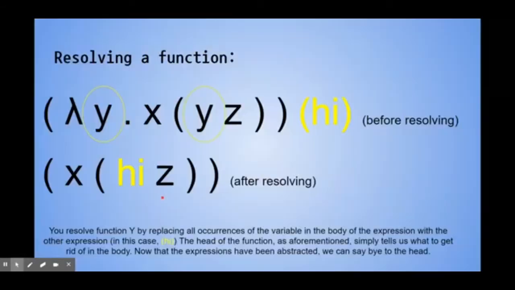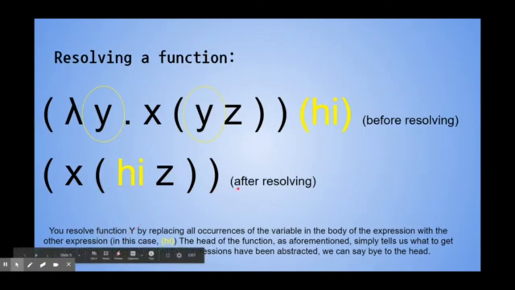Now for the fun stuff. So, resolving a function. This is our function here, and this is a separate function called hi. Before resolving, it looks like this, but after resolving, it looks like this. Here's why. You resolve the function by replacing all occurrences of the variable in the body of the expression, which is this, with the other expression, in this case, hi. The head of the function, which was aforementioned, that's this thing here, simply tells us what to get rid of in the body. Now that the expressions have been abstracted, we can say goodbye to the head, bye-bye.